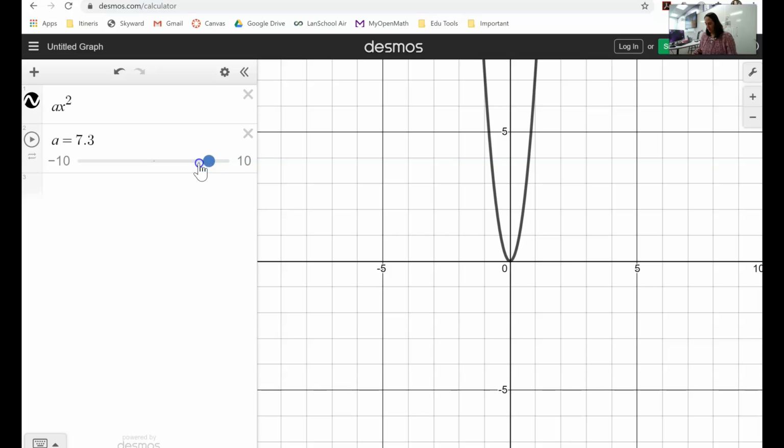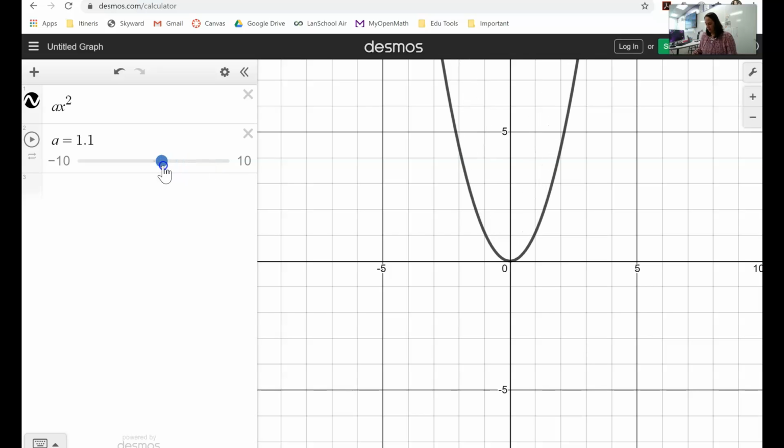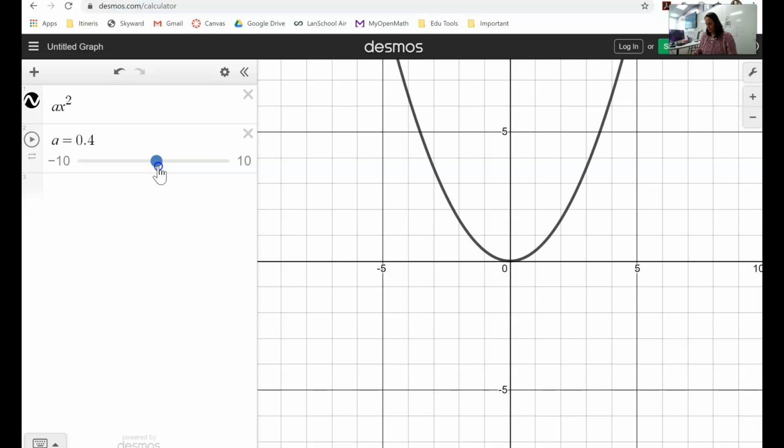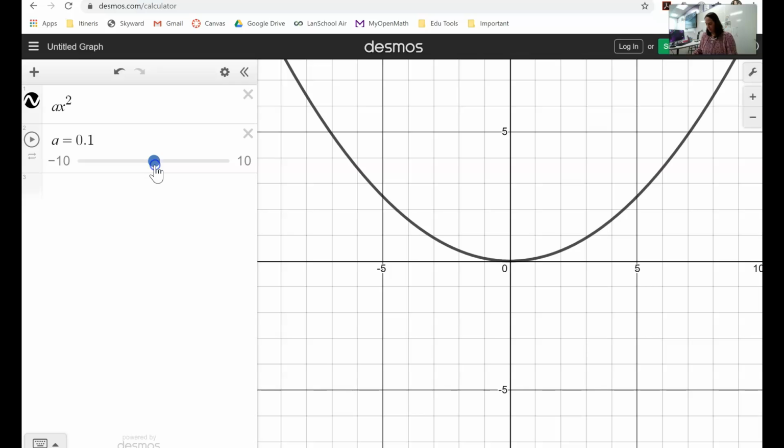Now pick a number between 0 and 1. I got this one, 0.1 for me. Now it's stretching that graph out. It's like laying that rubber band flat. So when you've got a fraction between 0 and 1, it flattens. The higher you multiply it, the more it squeezes.